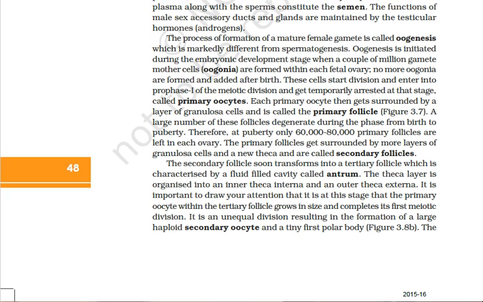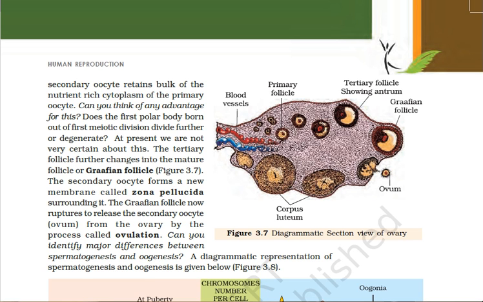Now you can see in the figure given here, it is showing you the diagrammatic section of the ovary. So here you can see the presence of the blood vessels, primary follicle cells, tertiary follicle cells having antrum, and the mature follicle cell called Graafian follicle.